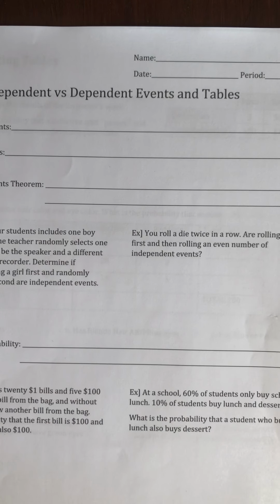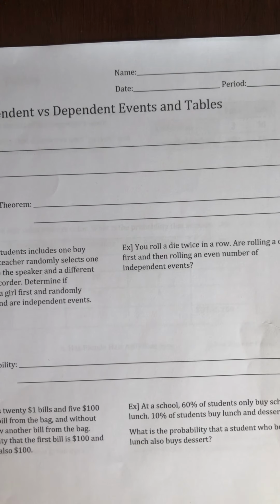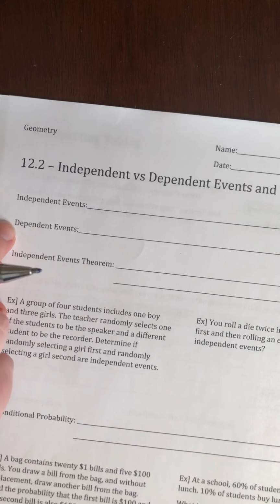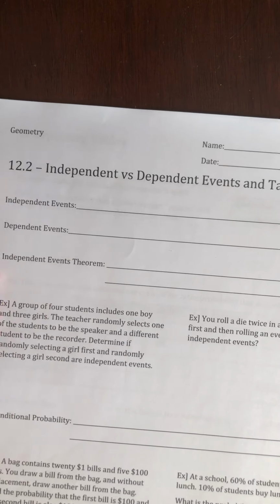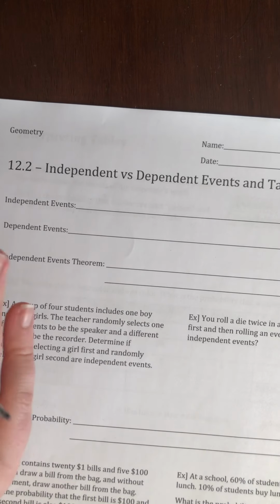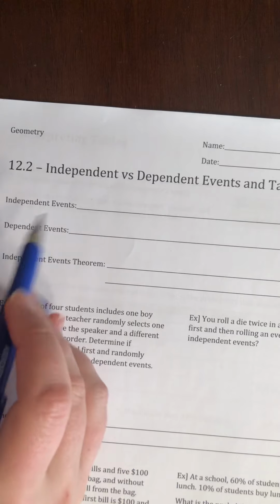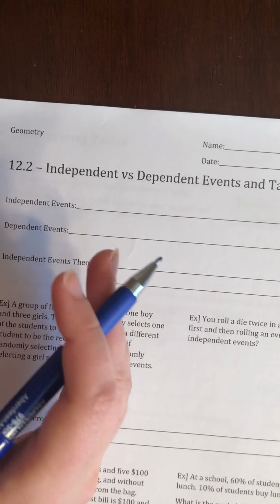Welcome to 12.2, sections with independent and dependent variables and events. This is going to be a lot shorter than 12.1, which had a lot of new material to cover. This is kind of just an extension of that. So, independent versus dependent events. Well, if something is independent, you think, oh, they're good on their own, they don't need anybody else. Dependent, you might need someone or need something.